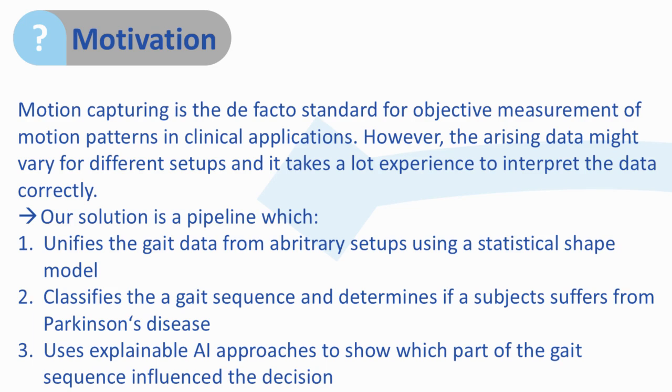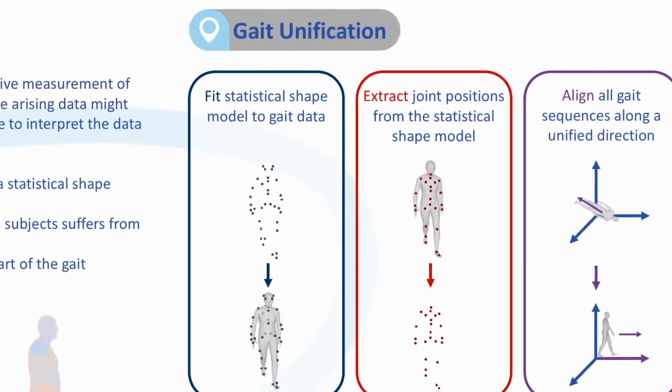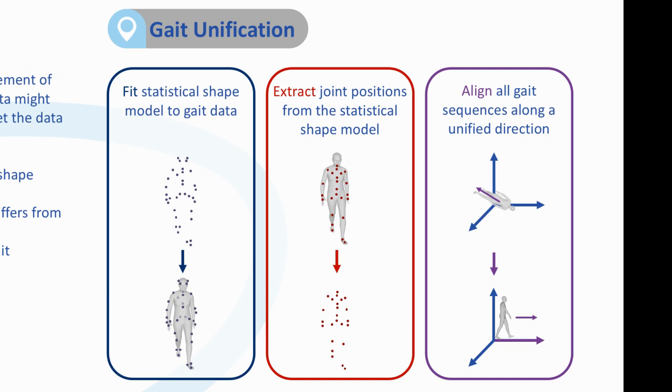The goal is to address these challenges with our work. To achieve this, we introduce a pipeline consisting of 3 major components. In the first component, we unify the arbitrary data into a common system using a statistical shape model. This is applicable as long as the data can be used to pose the model.